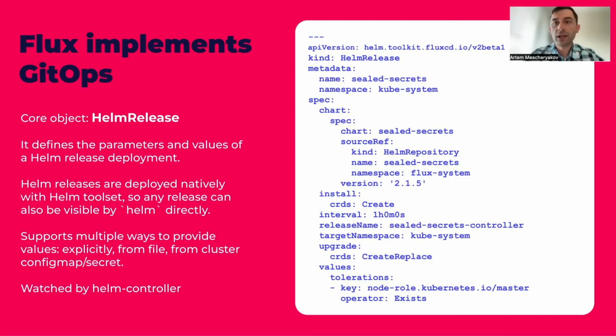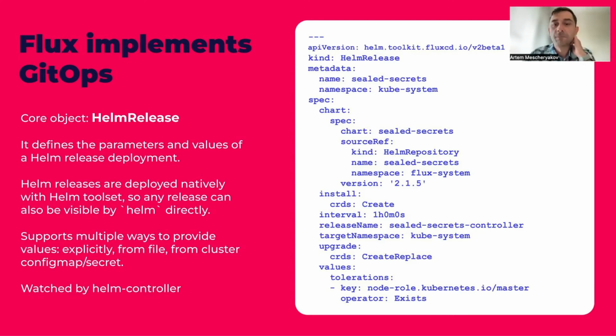Okay, let's move on to Helm release objects. As I told you, it's just a meta object that defines how to install a Helm release, from which repository and which values to provide to it. There are multiple ways. Well, with Helm, the most important thing is values, of course, and Flux CD provides several ways to define those values.